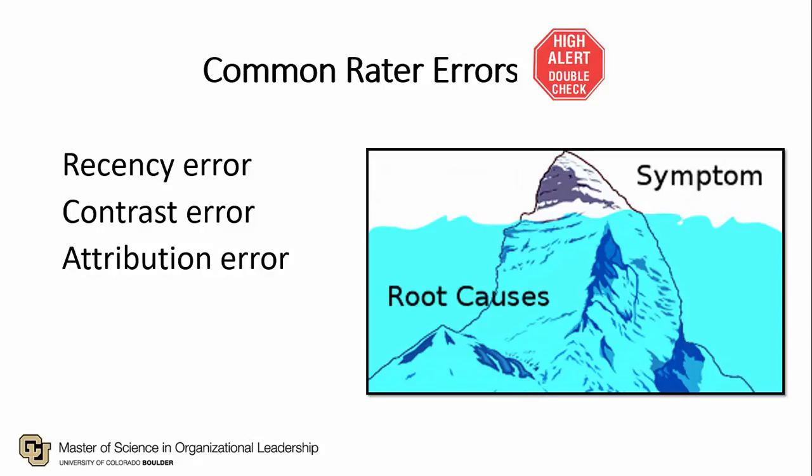Attribution errors. Attribution errors we see, unfortunately, so very often. This is making the assumption that someone's behavior is caused by something other than what it actually is. So we want to have a root cause analysis to help us understand what is causing the behavior rather than just looking at the symptom and making our own assumption.